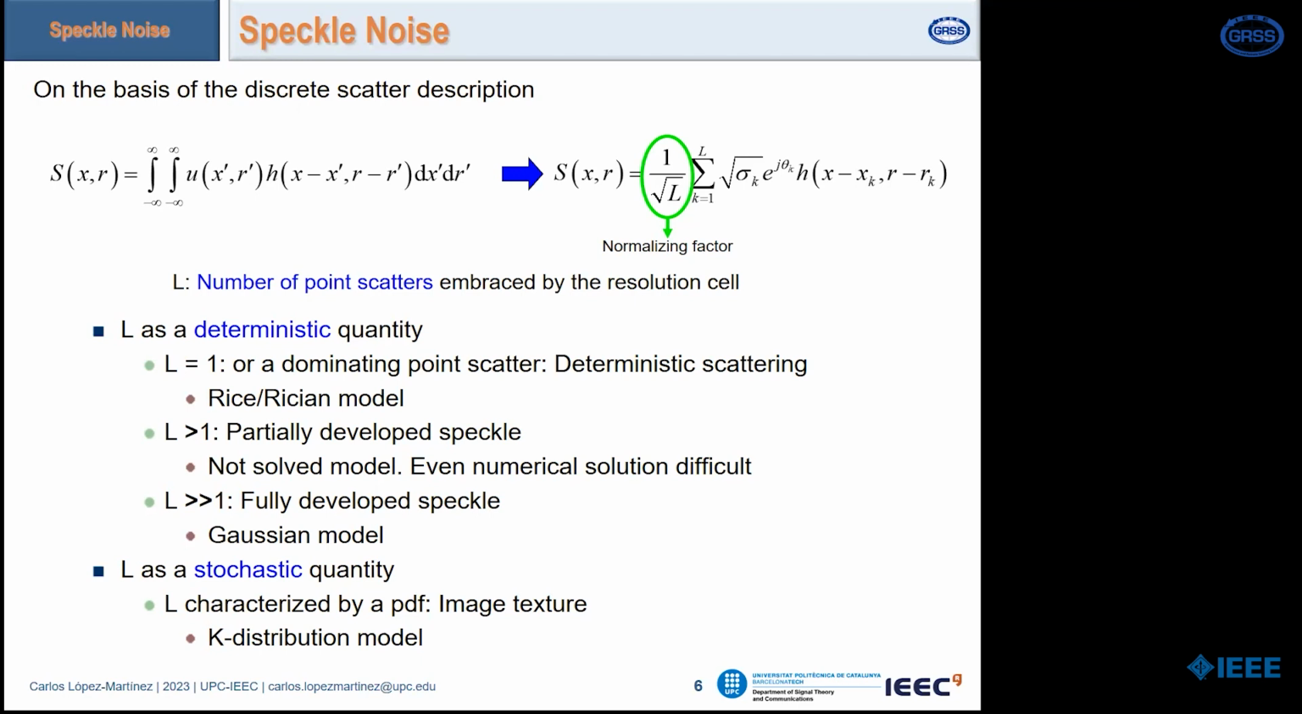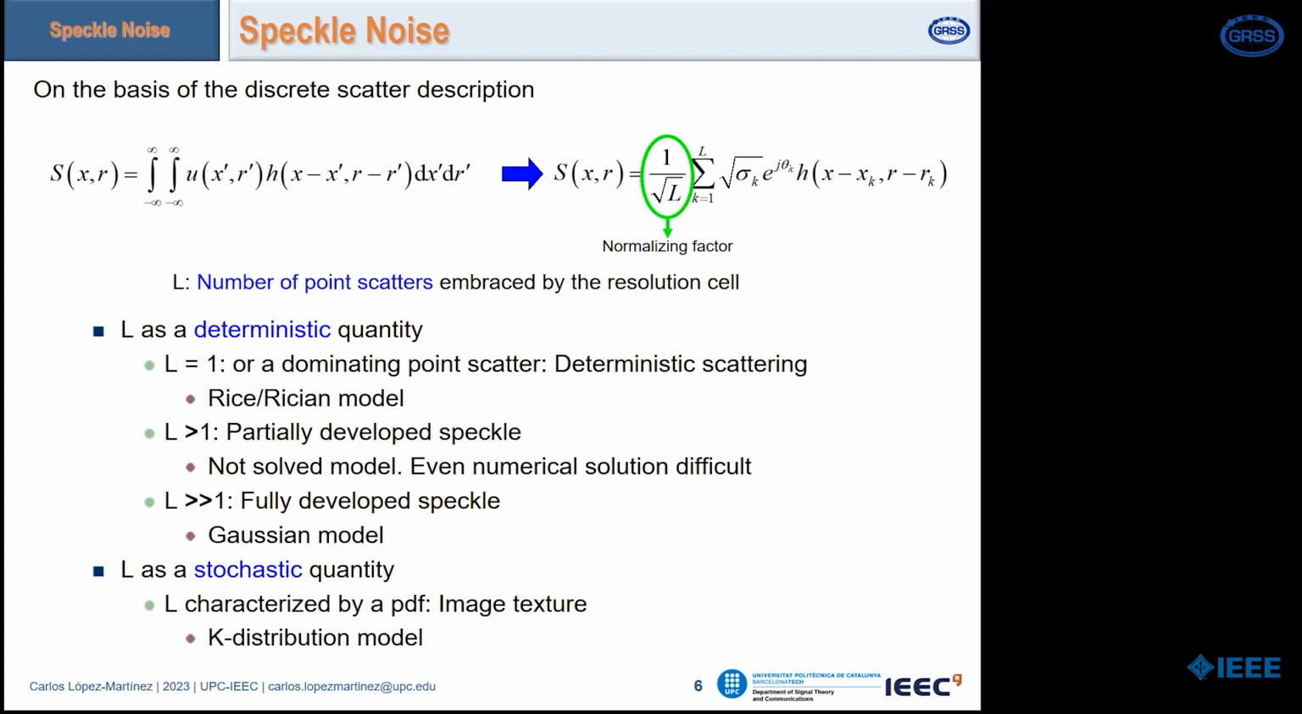You will see later on that we characterize the SAR image by a Gaussian distribution, but bear that in mind. So we can go between these two models: no speckle, L equal to 1, and L infinite, fully developed speckle. We can also have something in the middle. That's the most difficult problem.